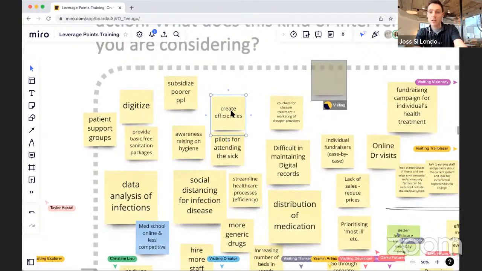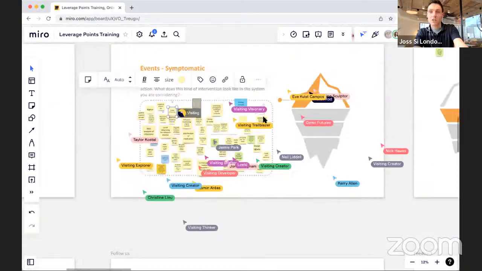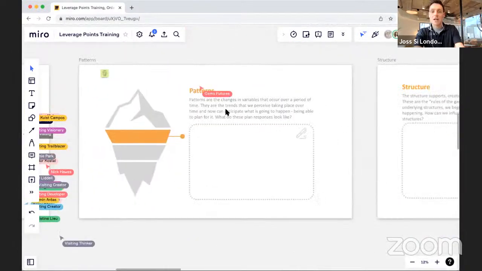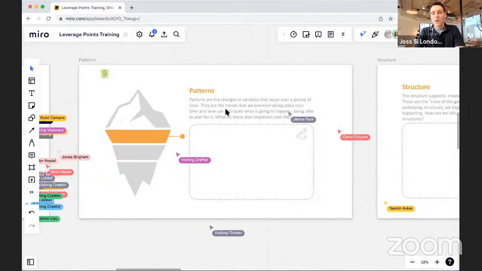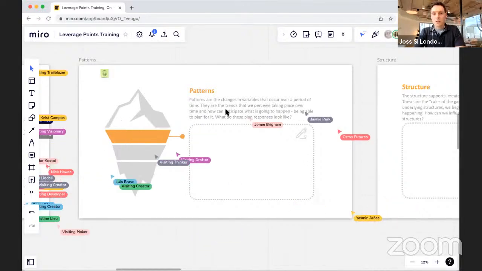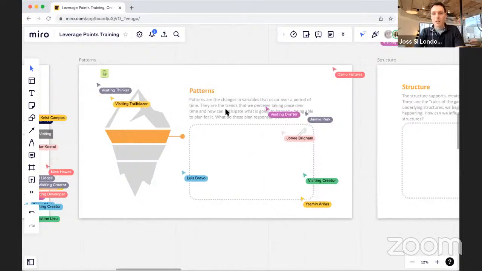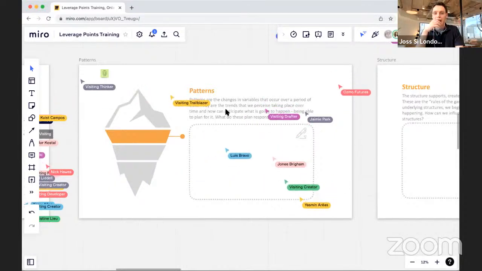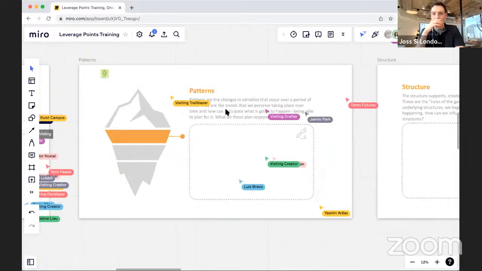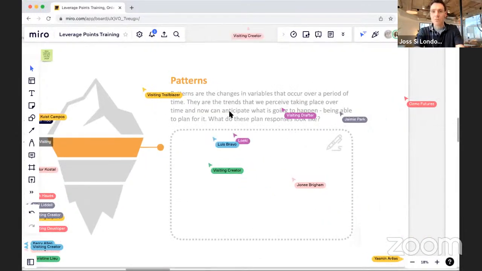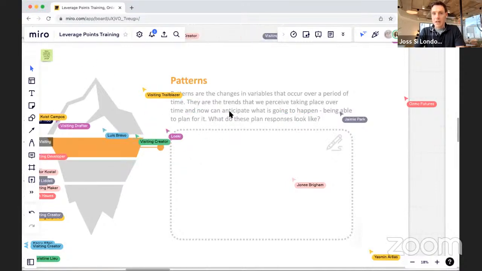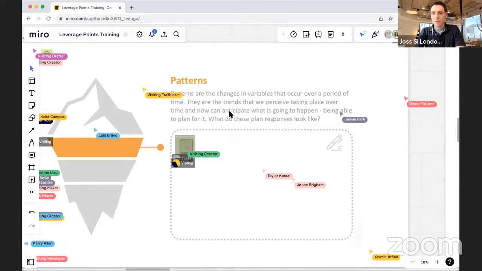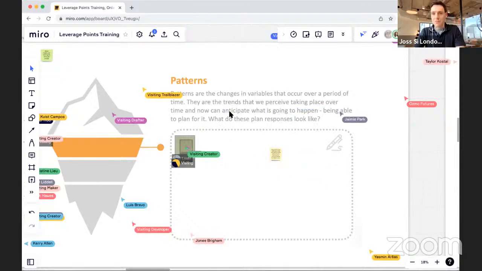Okay, let's keep going and move on to the next section, talking here about patterns. Let's take a couple of minutes to post up here. How would we respond to these changes over time if we're taking a planning approach to it? Patterns are the changes in variables that occur over a period of time. They're the trends that we perceive. How would we respond if we're taking this planning approach to it?